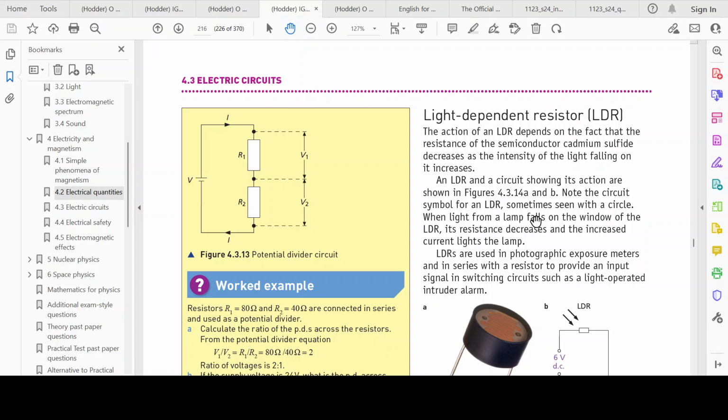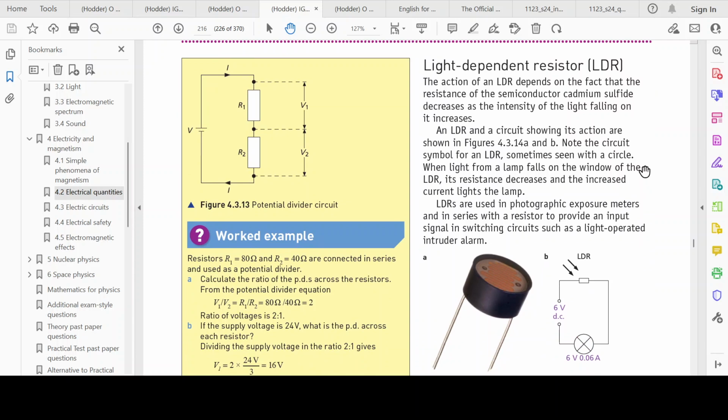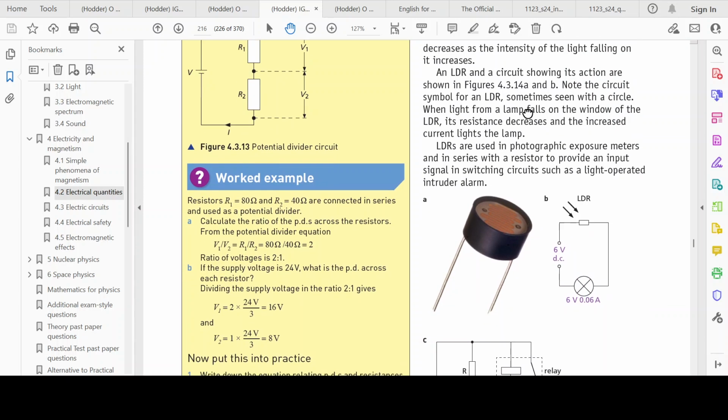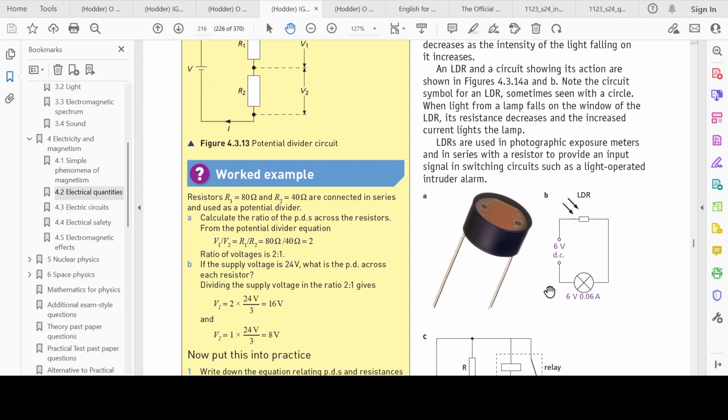The more light that falls on the semiconductor cadmium sulfide coating over here, the resistance decreases. So it shows over here a circuit where you've got a light dependent resistor, and the more light that falls on it, the resistance falls and the current flows through. And so in this case, the lamp lights up. When the light from a lamp falls on the window of the LDR, its resistance decreases and the increased current lights up this lamp. So the source of light falling on the LDR is not this lamp, but from somewhere else.